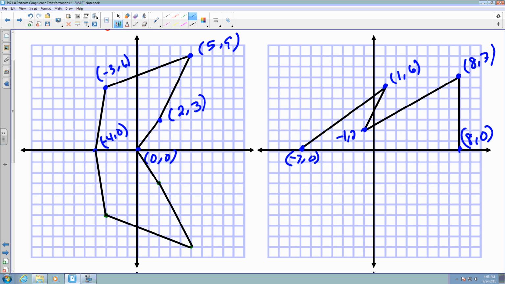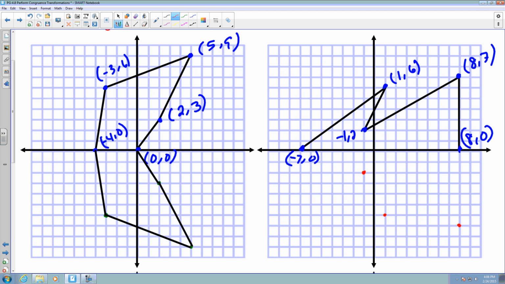Alright, same thing applies. I'm going to plot the points, but I'm going to give the opposite value of my y coordinates. So I go over here. This is actually negative 1 comma negative 2. This is 1 comma negative 6. And I got what? 8 comma negative 7. 1, 2, 3, 4, 5, 6, 7. And the other two are going to be on the x-axis, so it wouldn't change anyway.